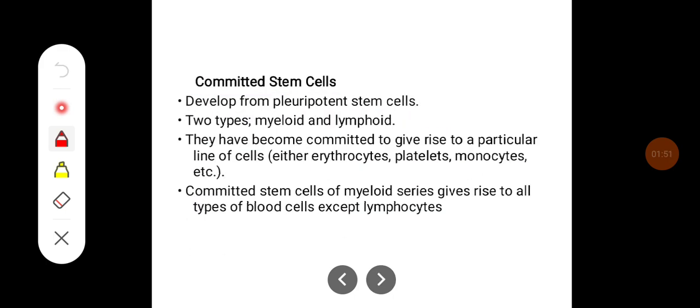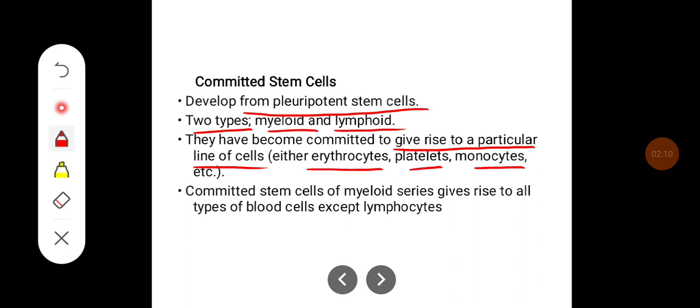Committed stem cells develop from the pluripotent stem cells. There are two types of committed stem cells, myeloid and lymphoid series. They have become committed to give rise to a particular line of cells, either erythrocytes, platelets, monocytes, like that. Committed stem cells of myeloid series give rise to all types of blood cells except for lymphocytes.